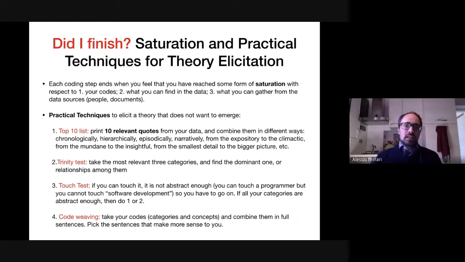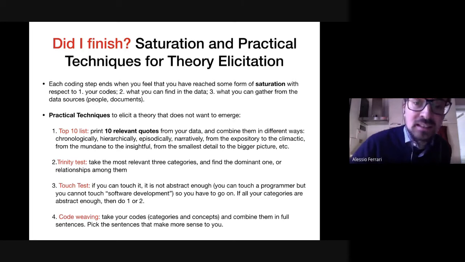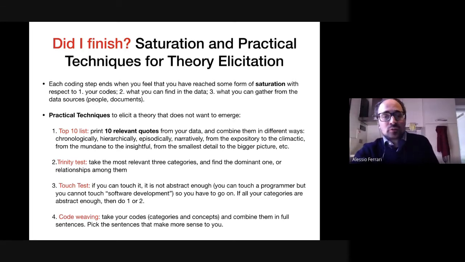The main issue in grounded theory is understanding whether you are finished or not. So there are of course techniques that are mostly qualitative to understand whether you have reached your saturation with respect to your codes, what you can find in the data, and what you can gather from the data sources, so people or documents. There are some practical techniques that can be used to elicit a theory that does not want to emerge, and that let you understand whether you reached the theoretical saturation or you need to find additional data.